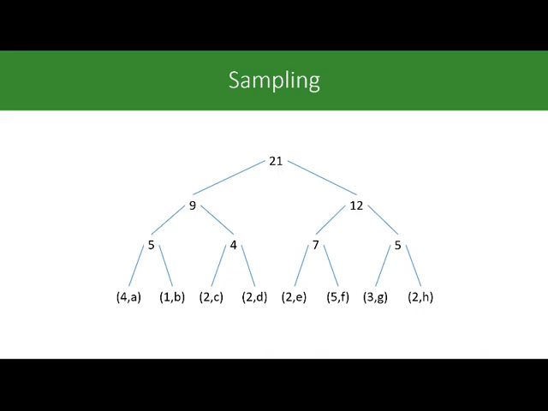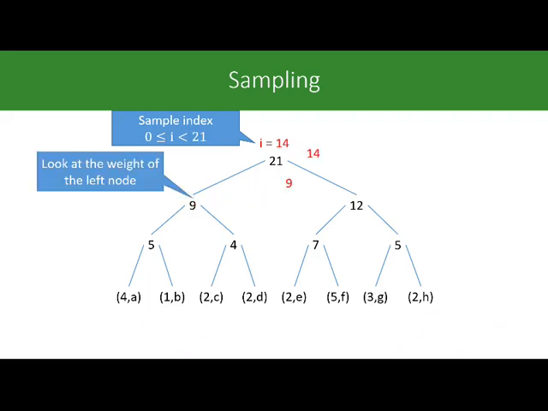Now, the weight in each node represents the total weight of all leaves in the urn. So for example, that 9 over there on the left is the total sum of the first 4 elements, and 21 is the total weight of everything in our urn. In order to sample from this urn, we're going to first sample a random index between 0 and 21, say 14. Then, in order to figure out what element of our distribution that belongs to, we only need to look at the weight of the left node.